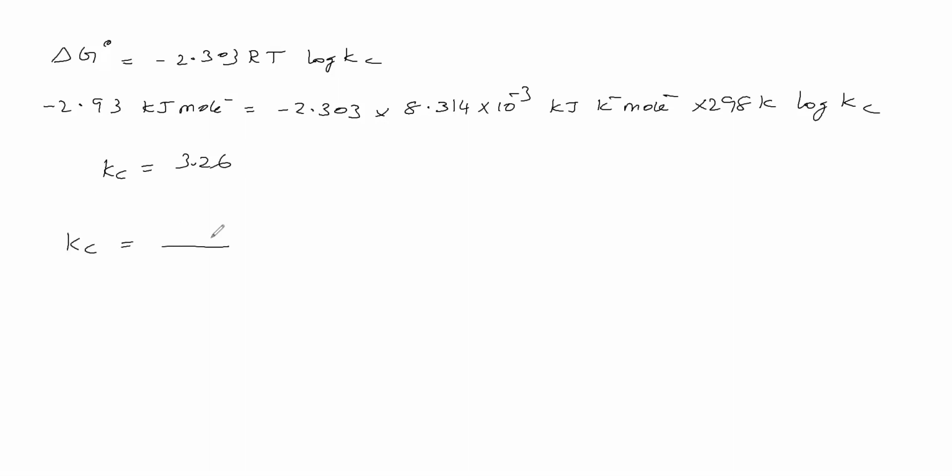Now we will write the equilibrium constant expression. The right side we write in the numerator, the left side in the denominator, equal to 3.26. Therefore, what is the composition of B and A at equilibrium? The concentration of B to A is 3.26 to 1. That is the composition of A and B at equilibrium, that we got.